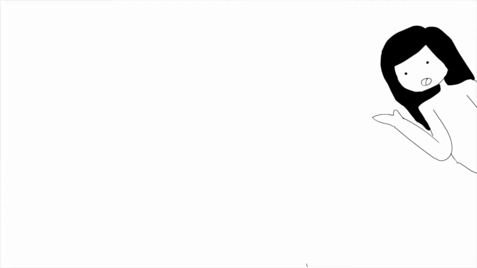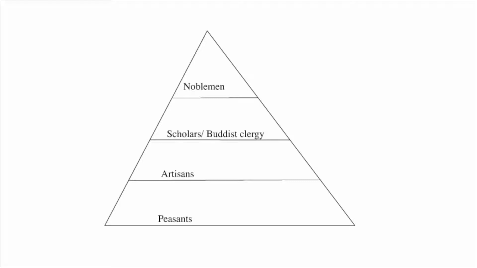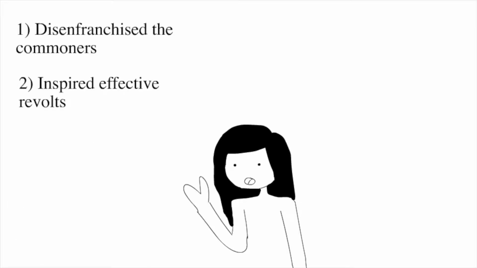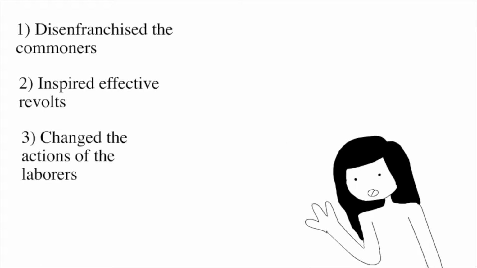What you need to understand about Vietnam during this time is that it was under a feudal system, meaning that the population was in a hierarchy with the king and the lords at the top and the peasants at the bottom providing the foundation for everyone above them. The conflict between the two noble families during Vietnam's dynastic period severely disenfranchised the commoners, inspired effective results, and changed the actions of the laborers.